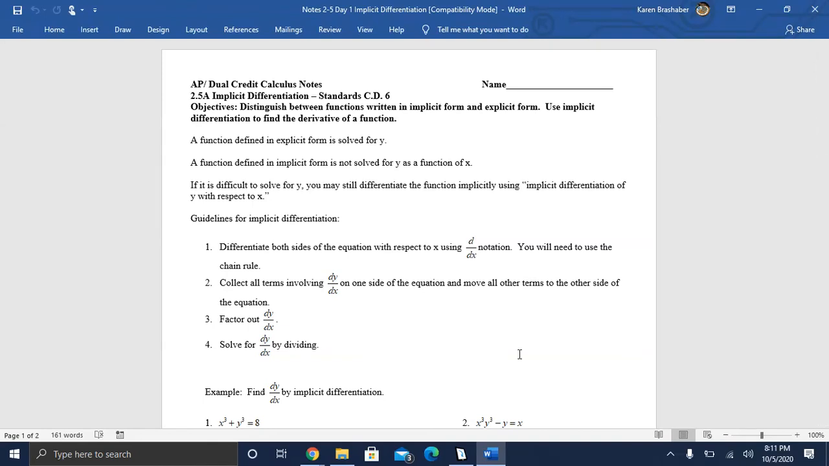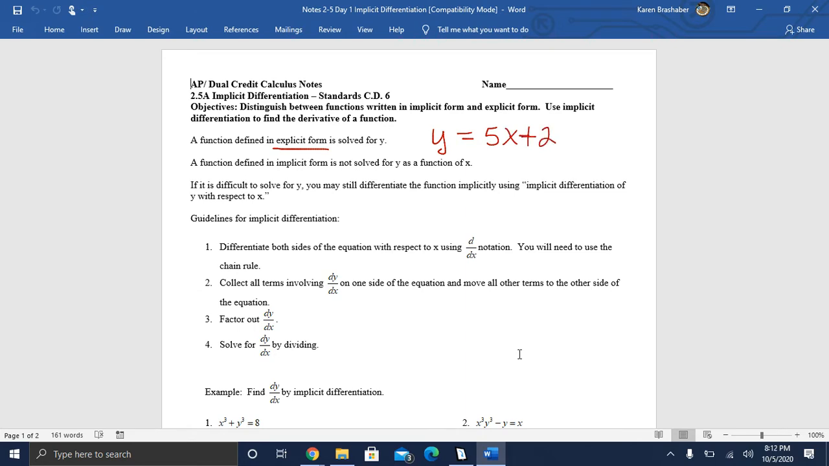Students, we are working on implicit differentiation, and this is the kind of differentiation you use when you have an equation that is not easily solved for the y. So I thought I would do a quick little vocabulary for you. Explicit form is when an equation is solved for y. So just a simple linear one, y equals 5x plus 2.